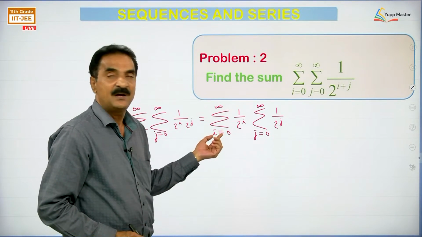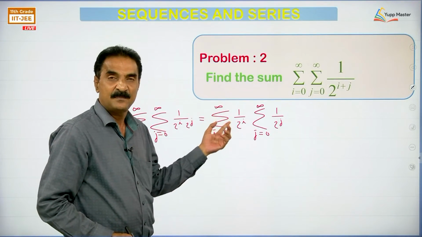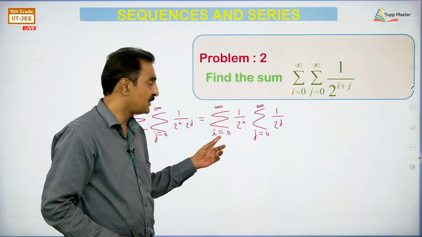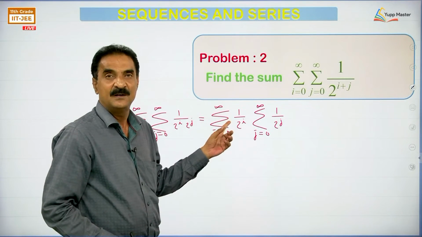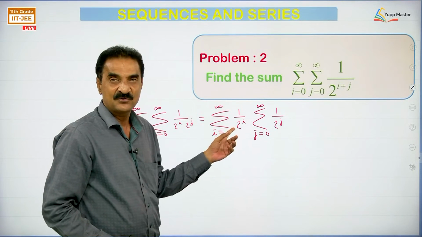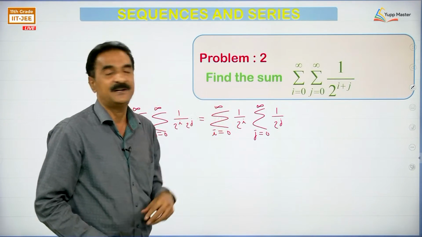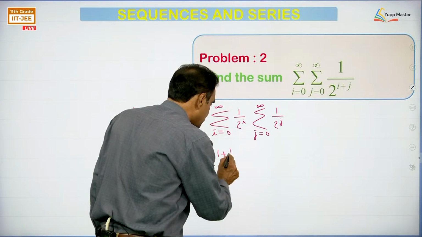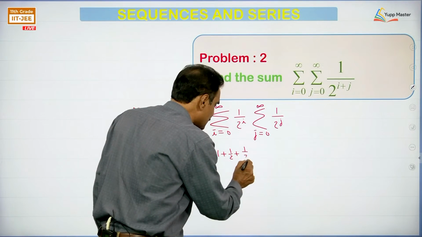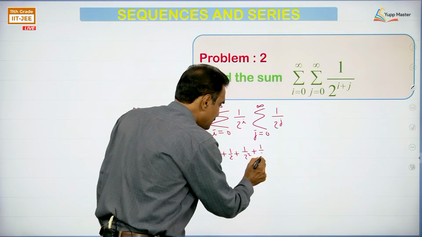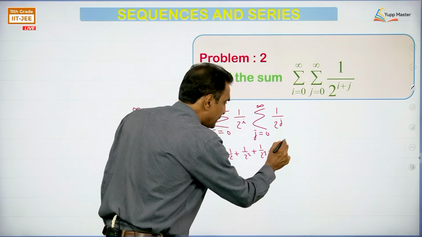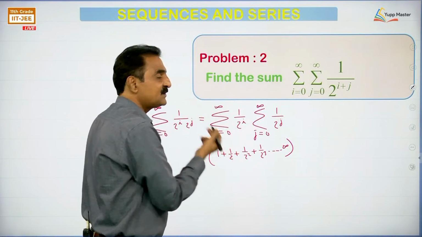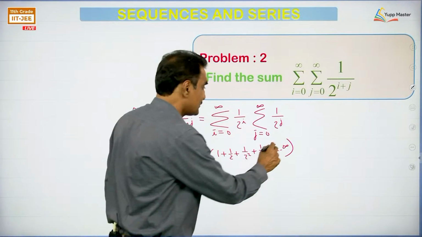And what is the expansion of this sigma? If you substitute i is equal to 0, you will get 1 by 2 power 0, 1. If you substitute i is equal to 1, you will get 1 by 2. If you substitute i is equal to 2, 1 by 2 square, and so on till infinity. So this sigma is 1 plus 1 by 2 plus 1 by 2 square plus 1 by 2 cube and so on till infinity, and similarly this sigma is also same. So we can write whole square.